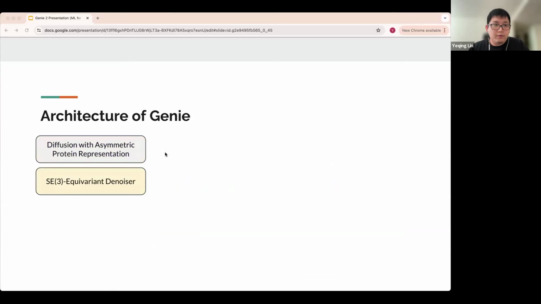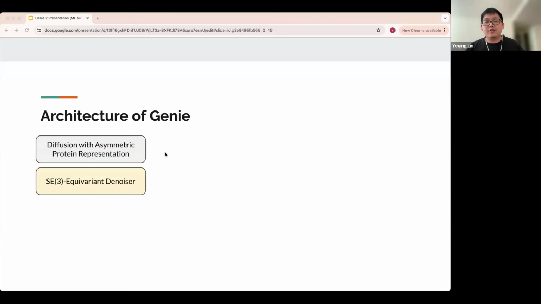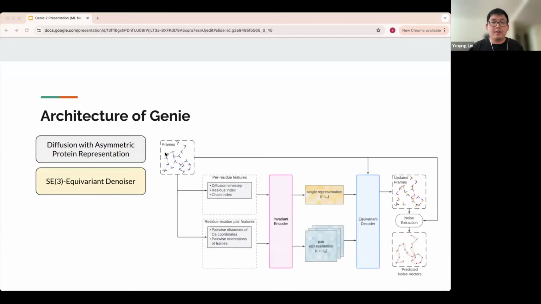Moving on, we will talk about the SE(3) equivariant denoiser, which is essentially the epsilon theta here, the denoiser. Inspired by the AlphaFold2 architecture, this is the architecture of Genie. We start with the input reference frame, which is noised, at each time step t. A featurizer generates and encodes per-residue and residue-pair features, for example, residue index encoding and pairwise distances between C-alpha atoms.